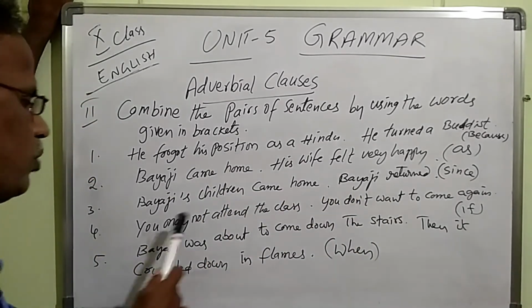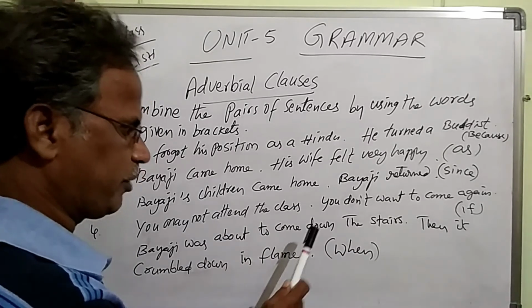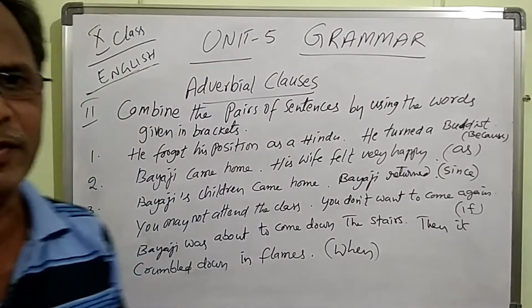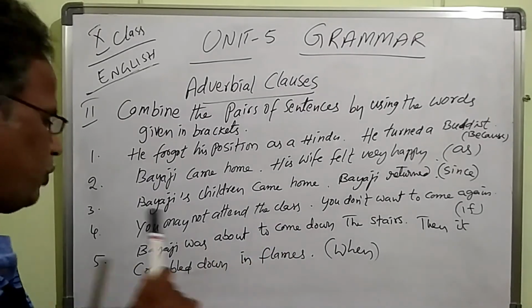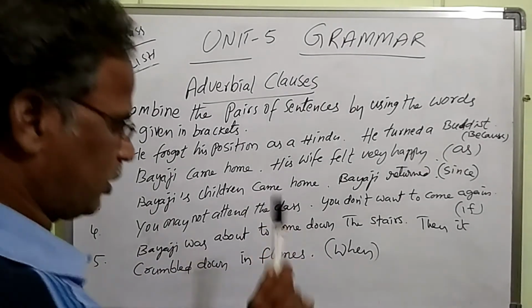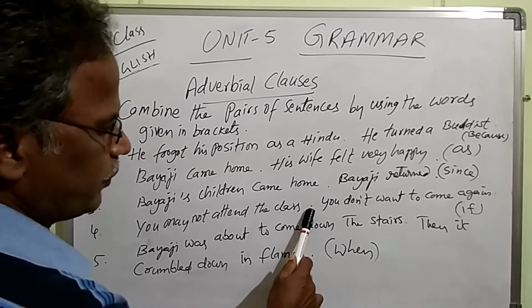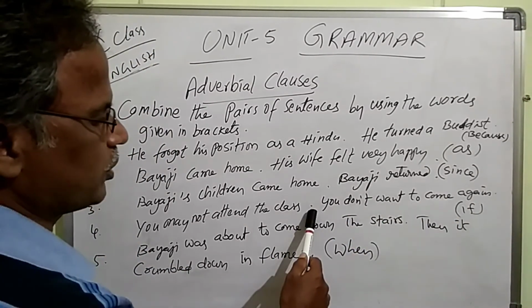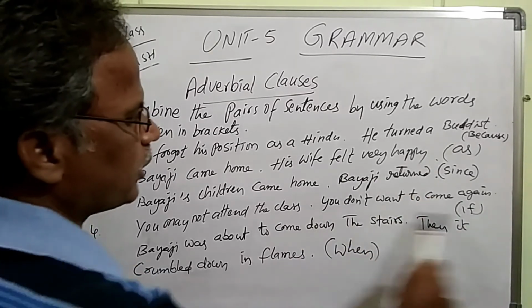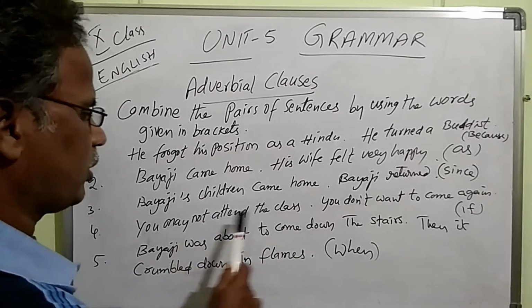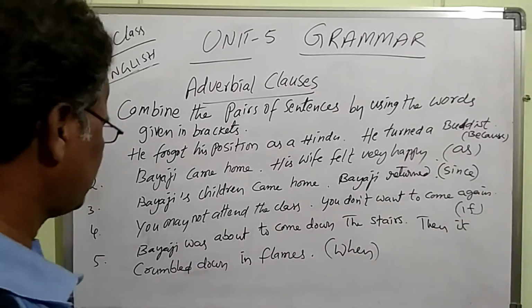Next sentence: you may not attend the class. Full stop given. You don't want to come again. Look at that sentence carefully. In the middle, a full stop is given. You can use it like this: you may not attend the class if you don't want to come again. Removing the full stop, if is used. If you don't want to come again is called the adverbial clause. I repeat, you may not attend the class if you don't want to come again.